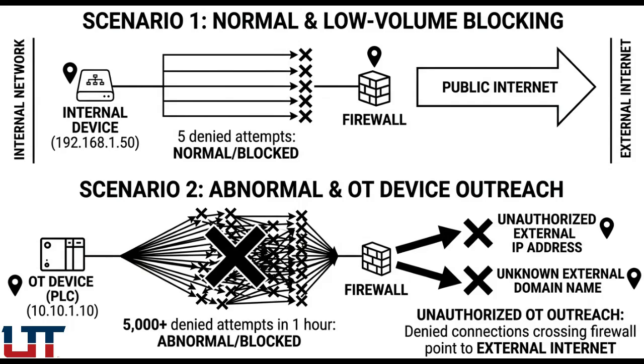Denied outbound connections from an OT device to external internet addresses are a red flag. OT devices have no legitimate reason to initiate connections to internet addresses. A PLC trying to connect to an external IP or a historian server trying to reach a domain name that's never appeared in your logs before suggests something on that device is attempting unauthorized outreach.